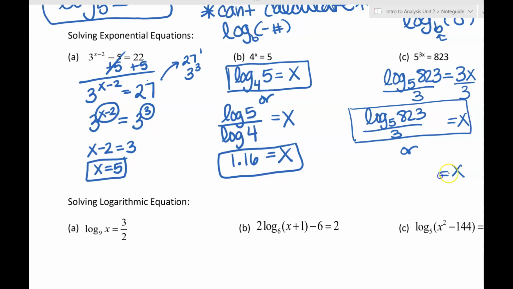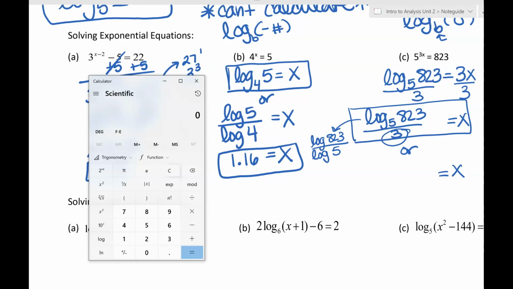Or we can get a decimal. Remember, to get the decimal, you're first going to have to calculate this log, and if your calculator doesn't let you type in the base, you're going to have to do log of 823 divided by log of 5, and then don't forget to divide that answer by 3. So for me, I'm going to do log of 823 divided by log of 5. That is 4.17, and that needs to be divided by 3. And so I get 1.39.